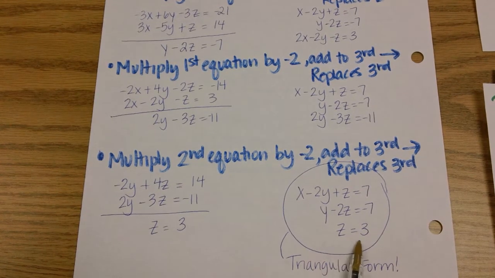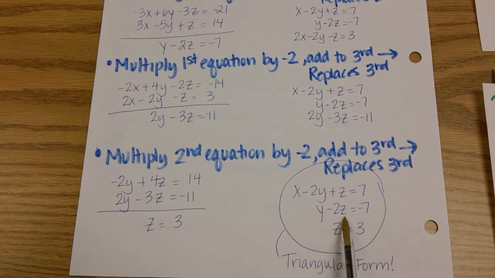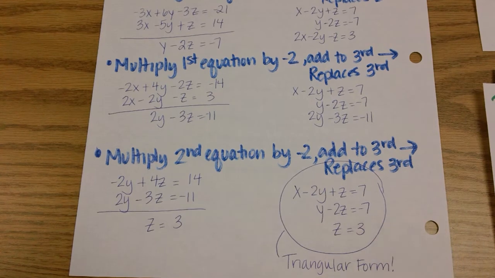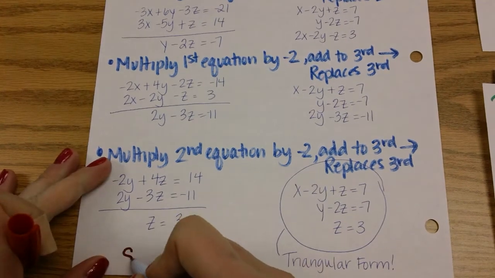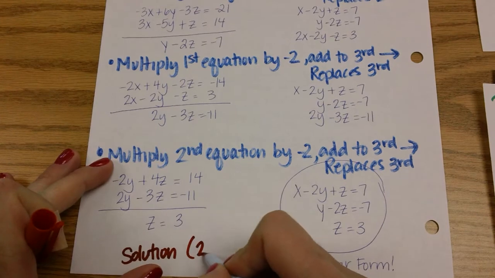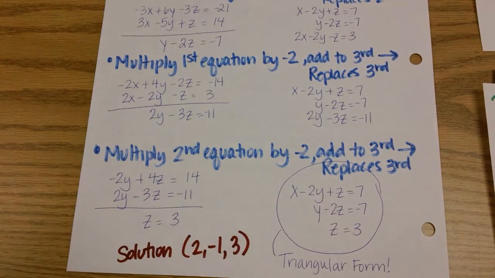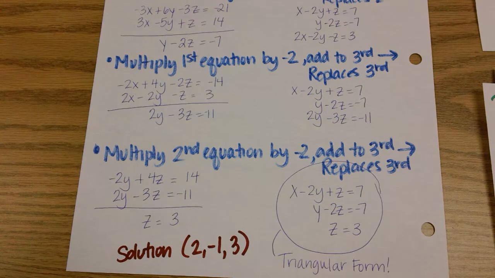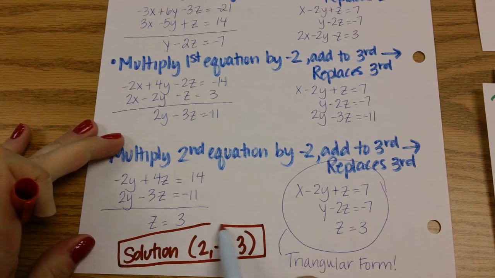You can substitute your z value into the second equation and find y, and substitute your y and your z into your first equation and find x. Okay, when you do that, you are going to get a solution for this problem, and your solution should be 2, -1, 3. Okay, so your x value is 2, your y value is -1, and your z value is 3. Make sure you try this and see if you get the same solution.